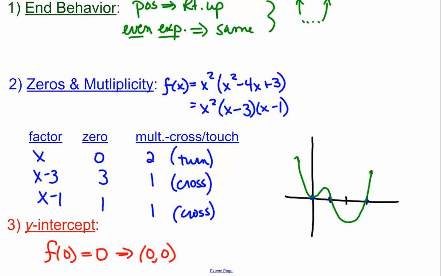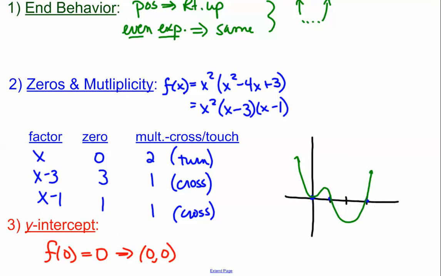Once it's all factored, we write down in our table our factors. Then from each factor, we ask what makes that 0. That gives me my zeros. For the multiplicity, I look back up here: there was an exponent of 2 with the x, and 1 on the other two. So when I have a zero of 0, I'm going to touch and turn. On the other two, I have multiplicities of 1. That's an odd number, so we're going to be crossing at those points. At 0, we're touching and turning. At the 3 and the 1, we're going to be crossing through.